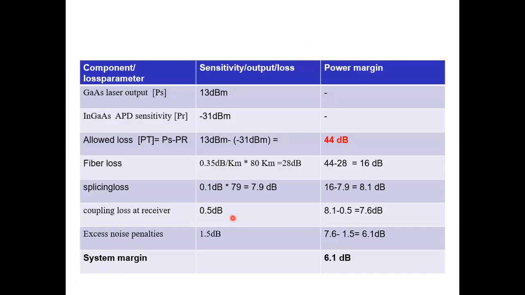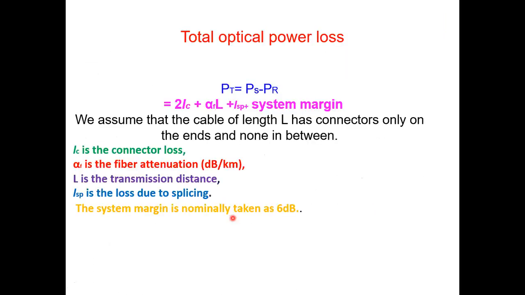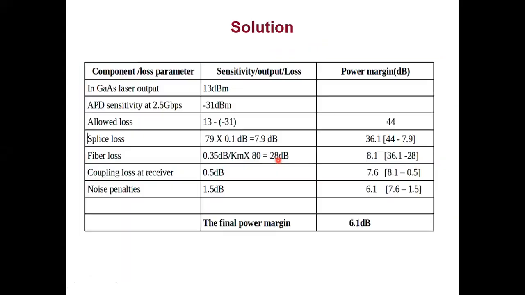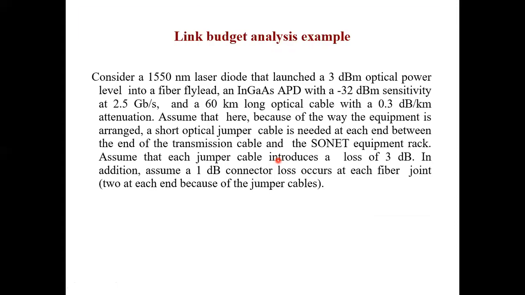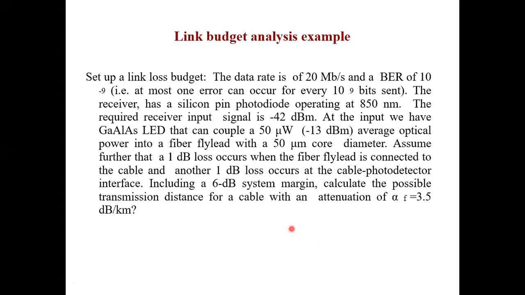If you see the standard formula which I had shown you, PT you will get. 2 connectors are there, so there is connector loss. There is no splicing mentioned, so that part will go. System margin is given, alpha f is also given. So PT, LC, alpha f, system margin are there. Splicing is not mentioned in the question, so you directly get the length of the fiber cable. Just by utilizing this formula you are able to calculate. I hope you have understood what the problem is trying to say. So calculate alpha f.